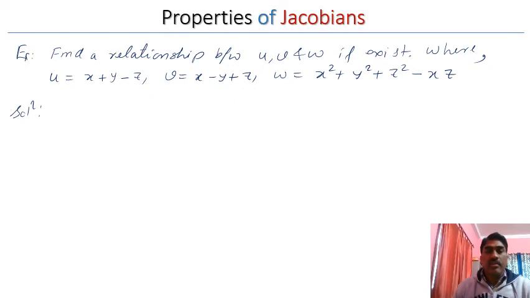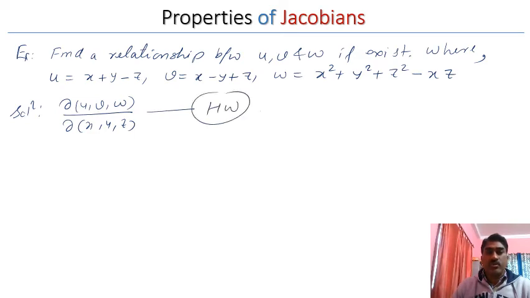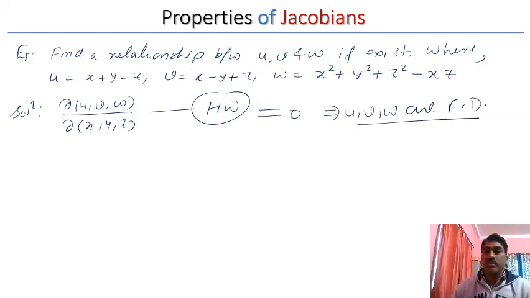So the very first thing is that you should find the Jacobian of u, v, w with respect to x, y, and z, and I am leaving this as an exercise to you to show that this Jacobian is equal to 0. And because the Jacobian is 0, this implies u, v, and w are functionally dependent. I have used the short terminology FD. So u, v, w are functionally dependent. I have checked that it is 0, and it is your turn to do it as an exercise and show that this Jacobian is 0.